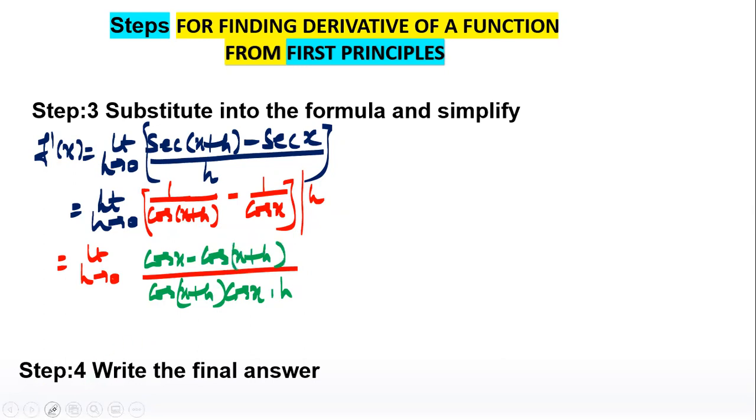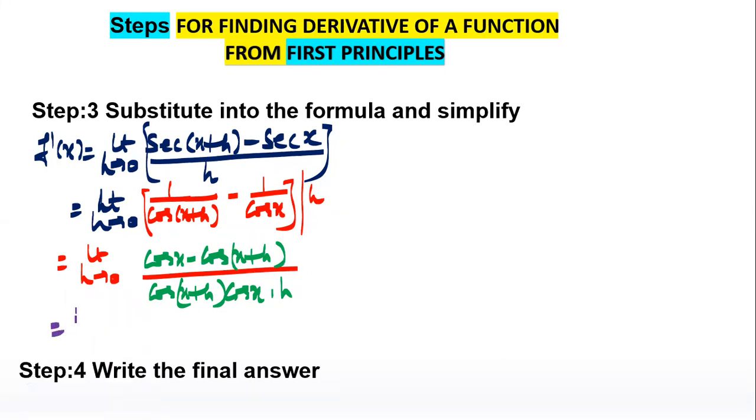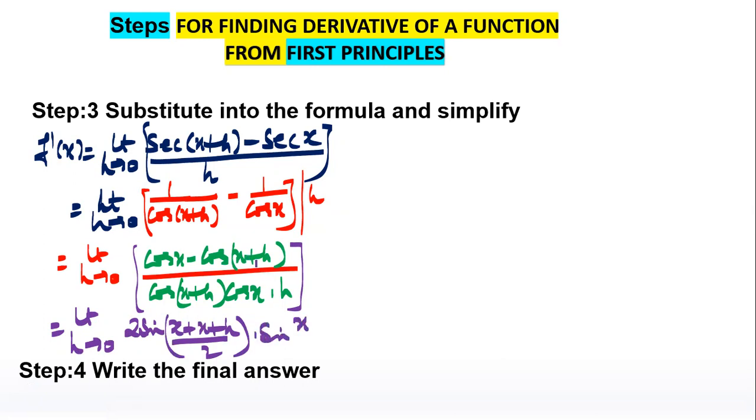Now simplifying it, you will get limit h tends to 0, using the formula of cos C minus cos D. Using the formula of cos C minus cos D, it is 2 sine (C+D) upon 2 into sine (D minus C) upon 2, that is sine of (x+h minus x) upon 2, and this denominator will remain as it is.